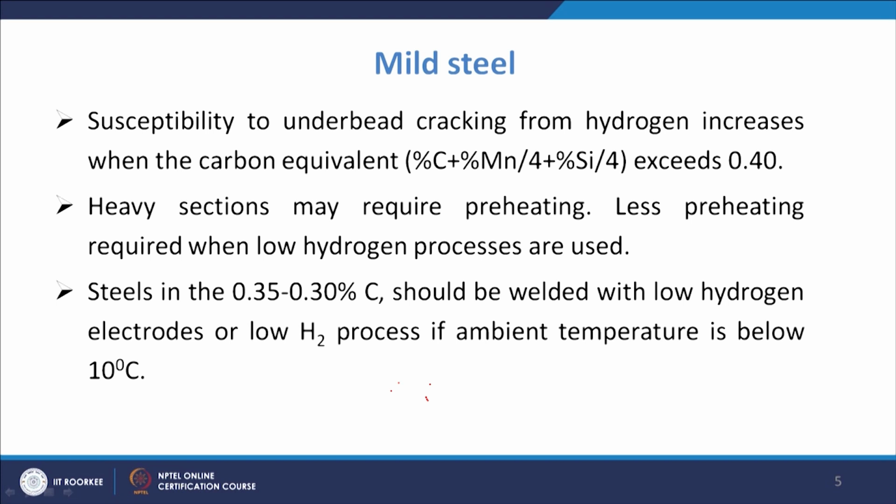So, that is the case normally with these kinds of steels, and especially when the ambient temperature is low. Normally when your ambient temperature is below 10 degrees C, in those cases you need to take this precaution that you should weld with low hydrogen electrodes. Next will be your medium carbon steels.